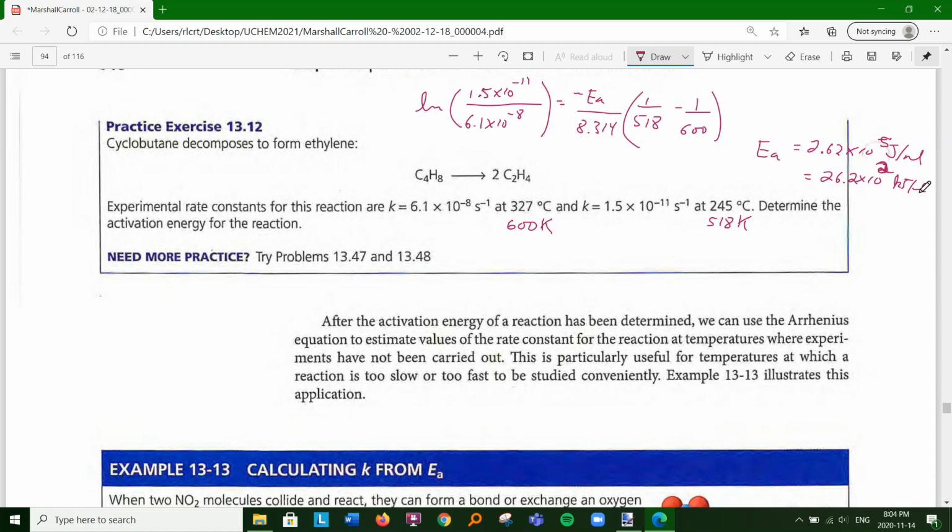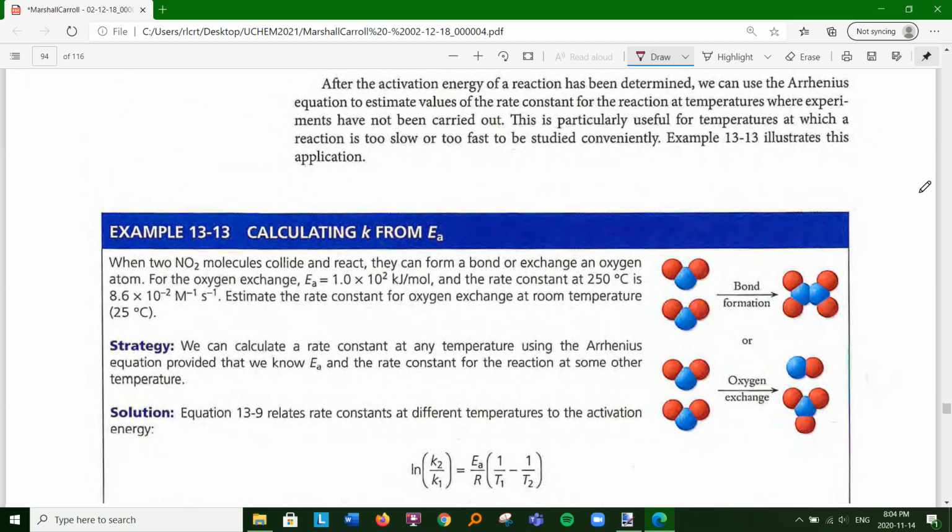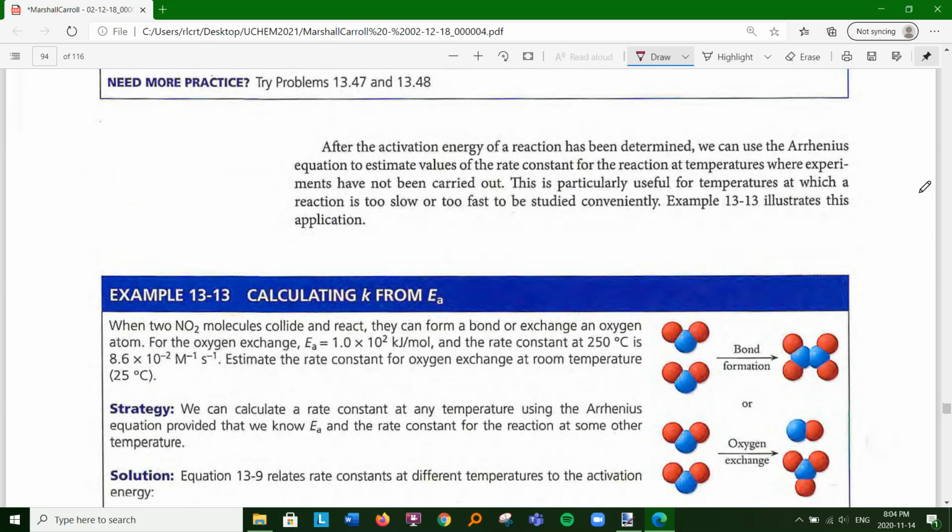Okay, let's see. Is this one any useful for us? It says here, if you get the activation energy, you can use the Arrhenius equation to estimate the values of rate constants for reactions where it's hard to get experimental data. So if you know the activation energy and you know a set of rate constant temperature data at one point, you can go to a temperature where it would be hard to conveniently measure a rate because it's too slow or too fast and use the equation to get that.